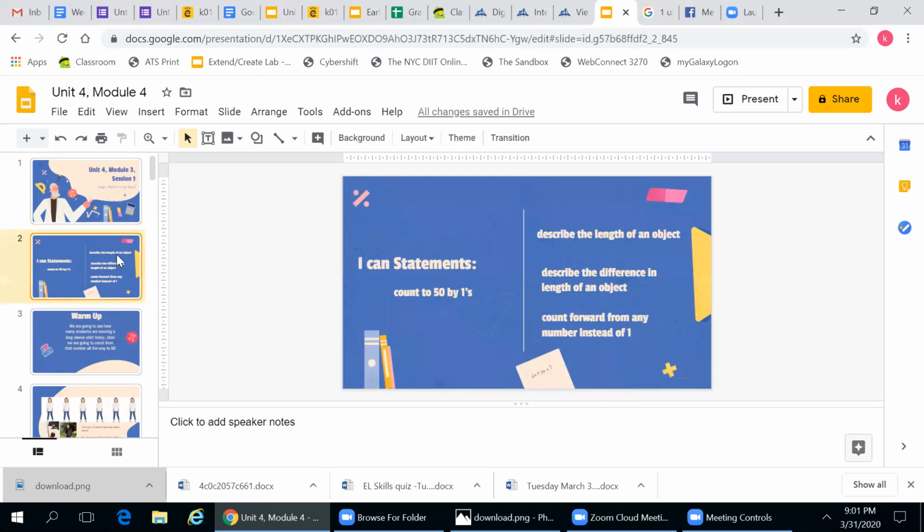Okay, so can you take aim to the target? We're going to say our I can statements first. I can count up to 50 by ones. I can describe the length of an object. I can describe the difference in the length of an object. And as always, I can count forward from any number instead of just one. Let your arrows go, release.